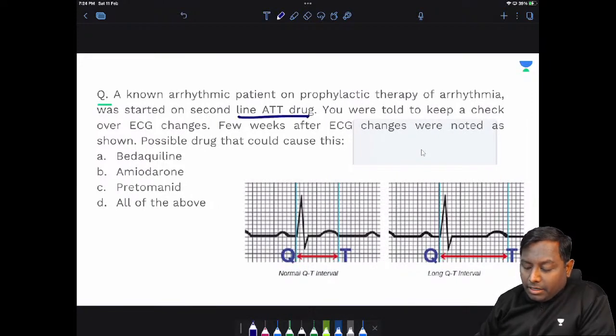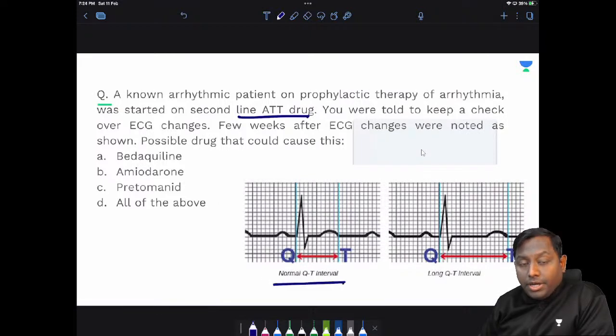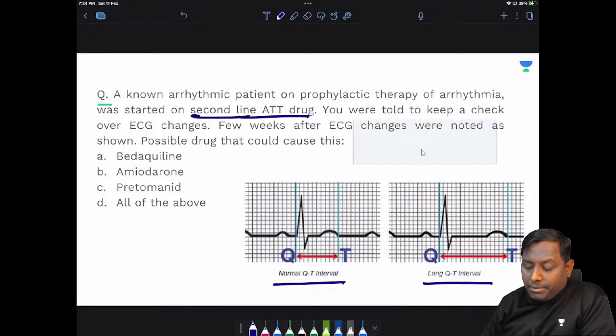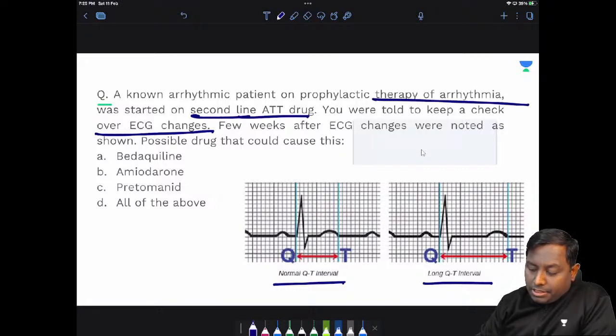Which ATT drug can cause the shown effect? You can see there is a normal QT interval and then there is a prolongation of the QT interval in the second image. A known arrhythmic patient on prophylactic therapy of arrhythmia was started on an ATT, second line ATT, that is an anti-tubercular therapy drug. You were told to keep a check over the ECG changes. A few weeks after, ECG changes were noted as shown. So there is some increment in the QT interval prolongation. Which of the following drugs can cause that QT interval prolongation? He is an arrhythmic patient as well, on anti-arrhythmic and ATT: bedaquiline, amiodarone, pretomanid, all of the above.